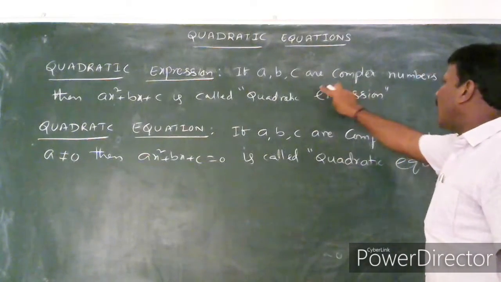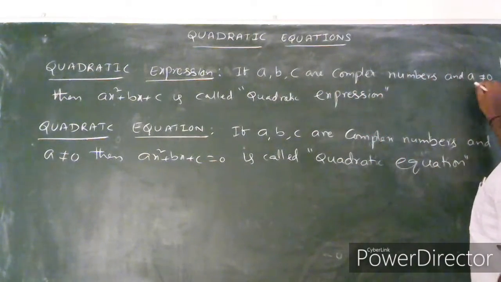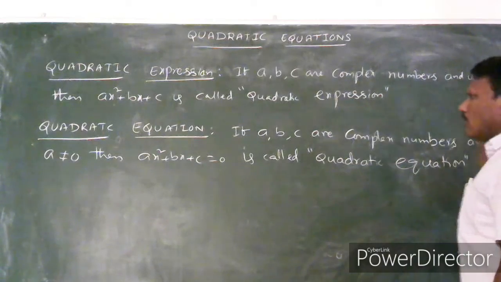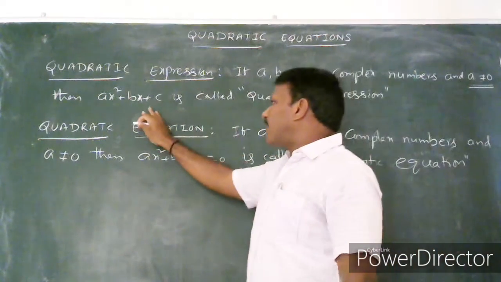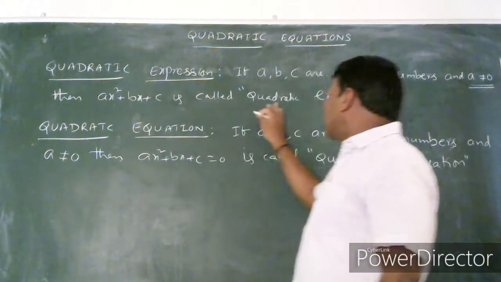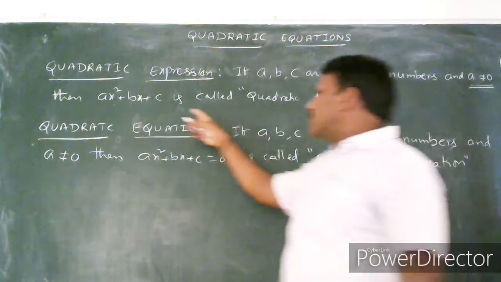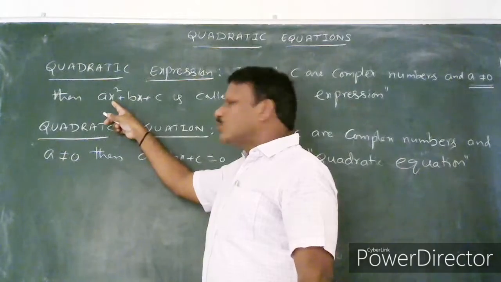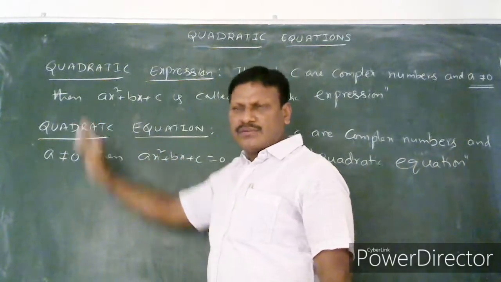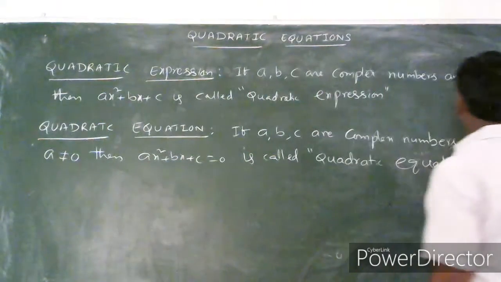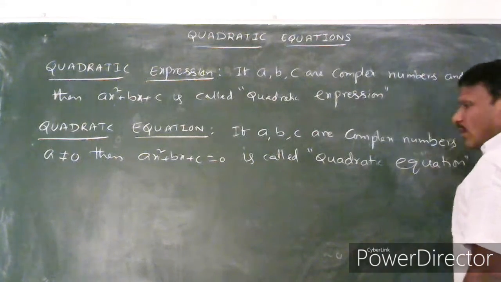So if a, b, c are complex numbers and a is not equal to 0, then ax² + bx + c is called a quadratic expression. When you observe this, the highest power is 2, so it is a quadratic expression. But here a is not equal to 0. Why do we take a not equal to 0?